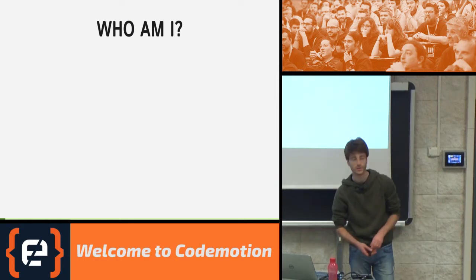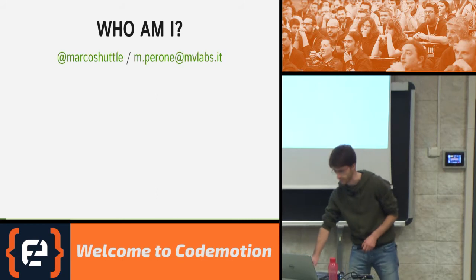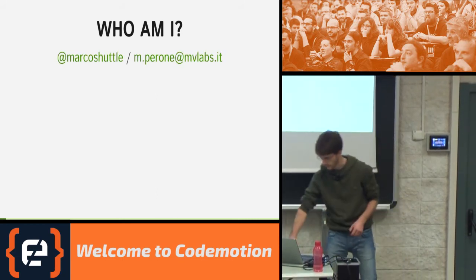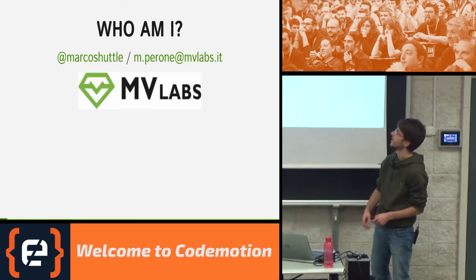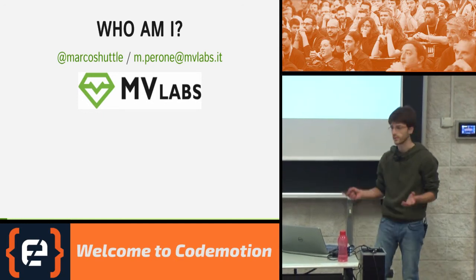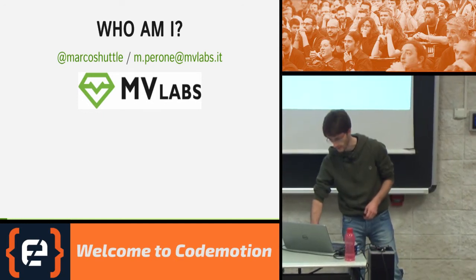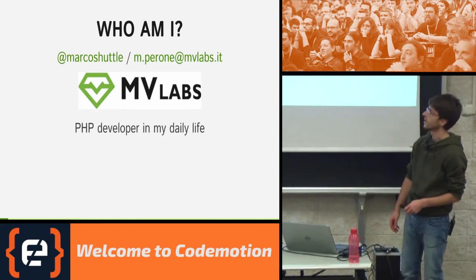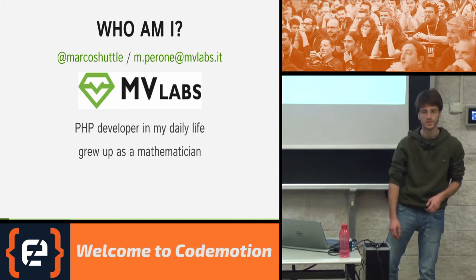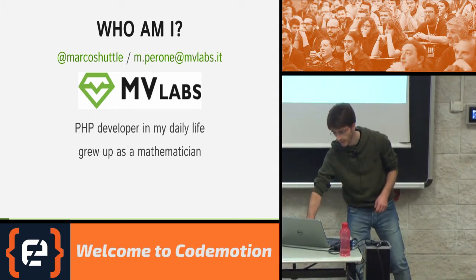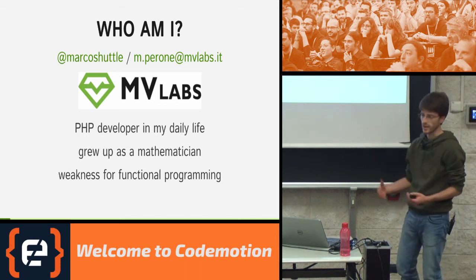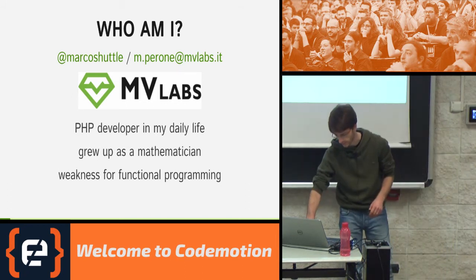Who am I? I'm Marco Perone. You can find me on Twitter as Marco Shuttle or just at my email. I am currently working at the company Envy Labs, which is just a web company in the northeast of Italy. And by the way, if you're interested, we are hiring. In my daily life, I'm a PHP developer. But since I grew up as a mathematician, and now I'm a computer scientist, I have a big weakness for functional programming. And this led me to try Elm and to come here and share it with you.